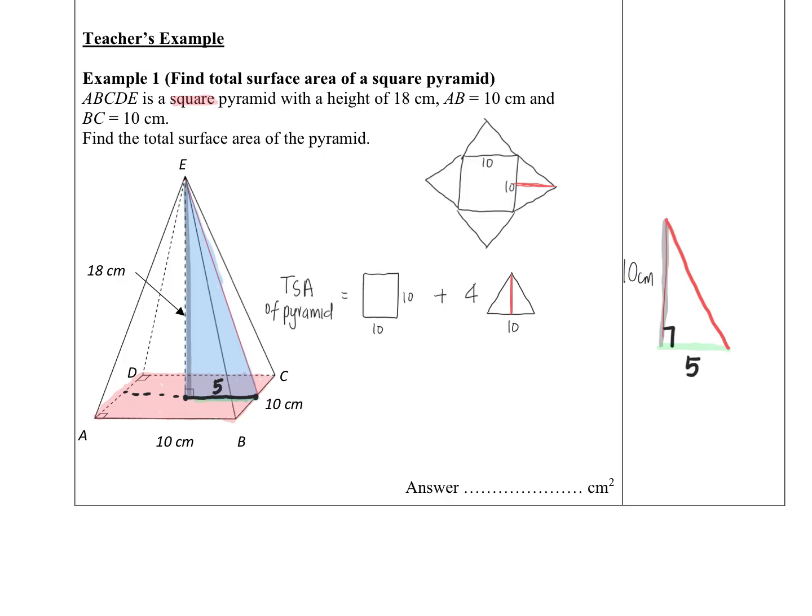So how to find this line? Let me label this as M. How to find EM? Use what? Pythagoras theorem. So by Pythagoras theorem, EM will be the square root of 5 squared plus 10 squared.